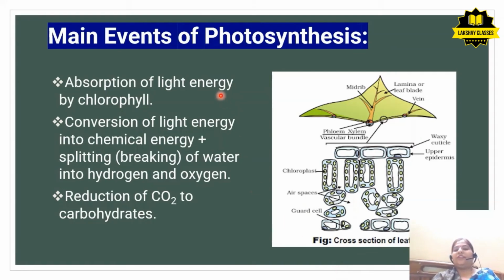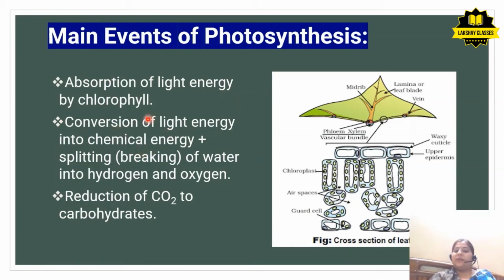The events which take place in the process of photosynthesis are also a very important question: what are the main events taking place in photosynthesis? The main events are, number 1, absorption of sunlight, that is, absorption of light energy by the chlorophyll, which is the first event. In the second event, there is a conversion of the light energy into chemical energy, chemical energy in the form of food, right?